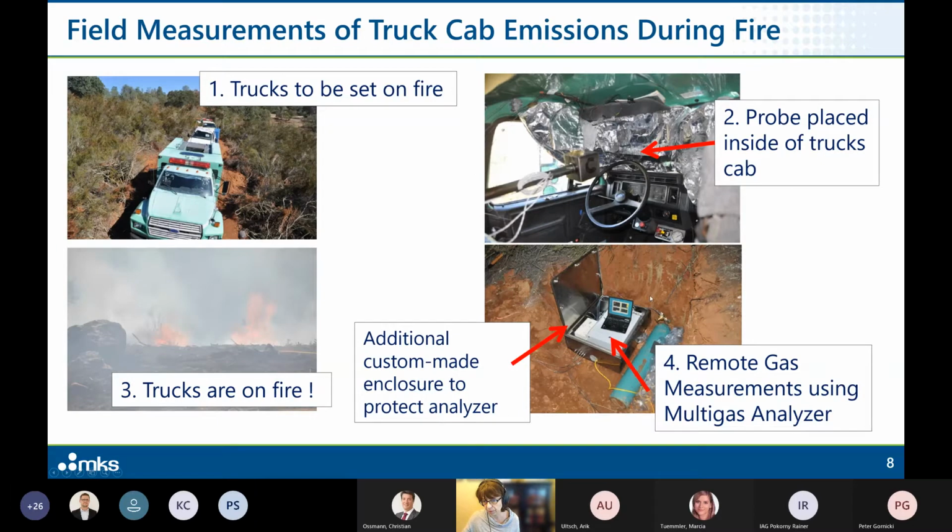We had created an enclosure to protect the FTIR, mostly from dirt and whatever else was around, and we measured the gases that were produced during the fire. There was a lot in that test. There was a lot of HCl and HF, essentially produced from the burning of many parts inside the cab.